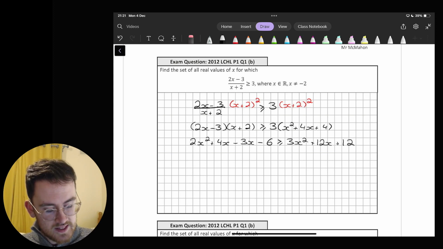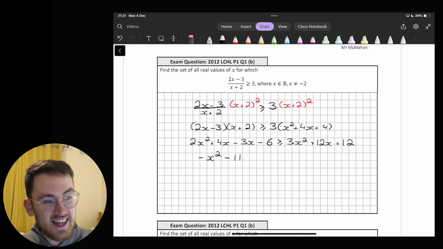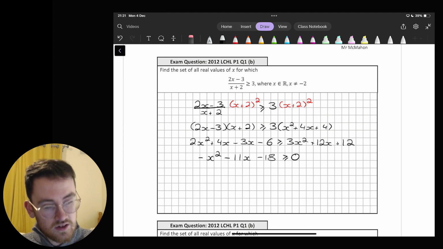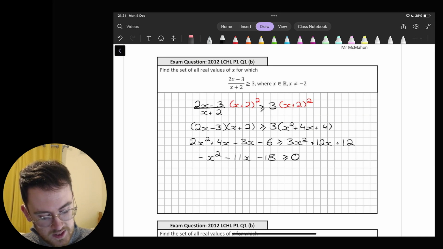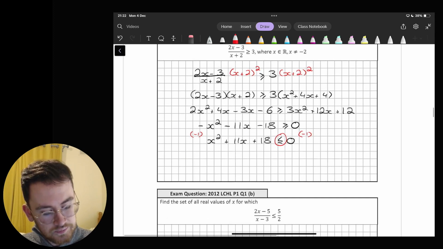Okay, simplifying this as before, I'm just going to bring everything to one side. So minus x squared plus x plus 12, so that's minus 11x, and minus 18 greater than or equal to 0. If I want to get all of this as normal here, I'm going to multiply across by minus 1 to give me x squared plus 11x plus 18, and I need to swap my inequality sign here because I've multiplied by minus 1. So I need to swap that inequality sign.